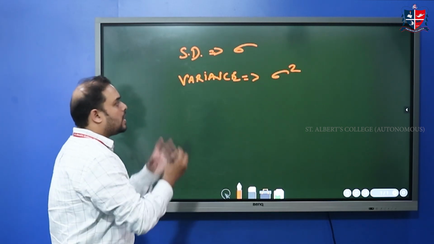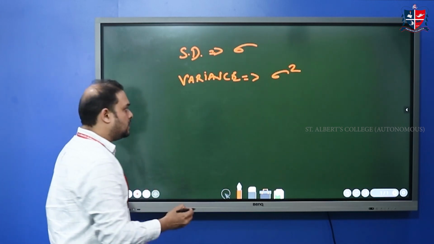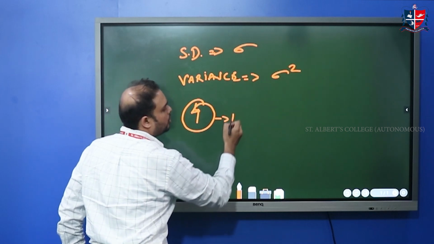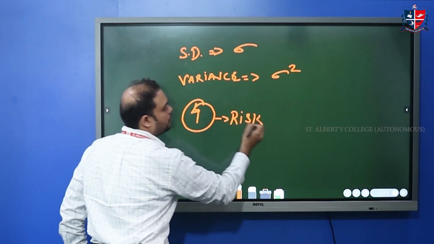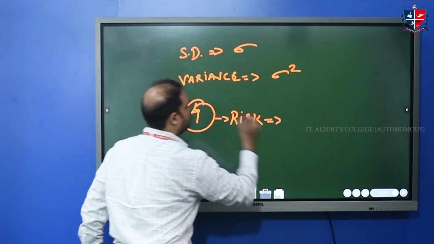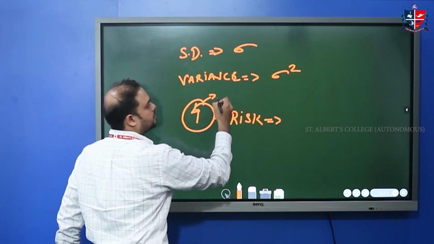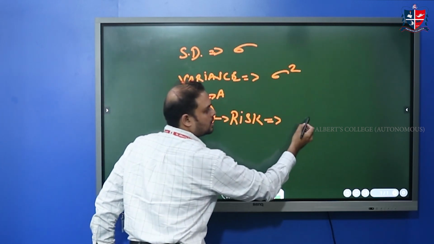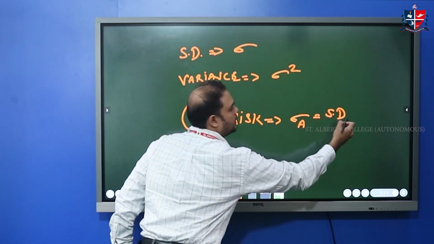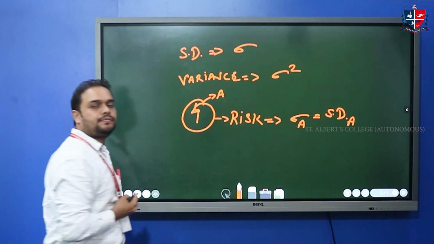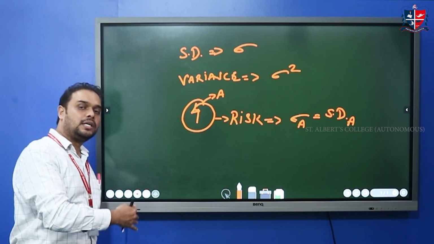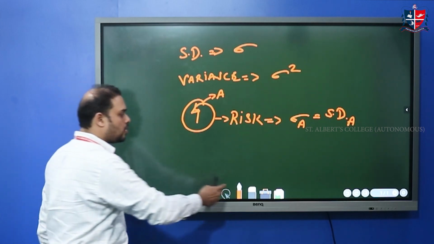In this context, let's say you have a total portfolio of 4 stocks and the risk associated with it. Let's name it portfolio A. The risk of portfolio A is the standard deviation of portfolio A. So how do you calculate this? There is a specific method given by Markowitz, and I'll help you out with that method also.